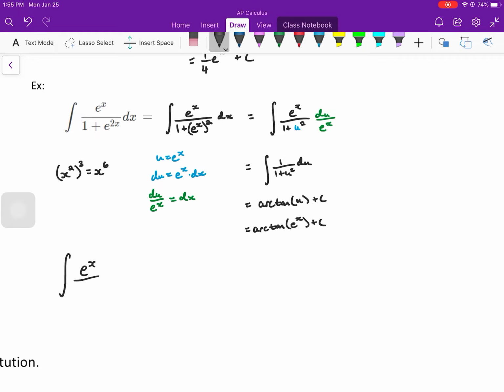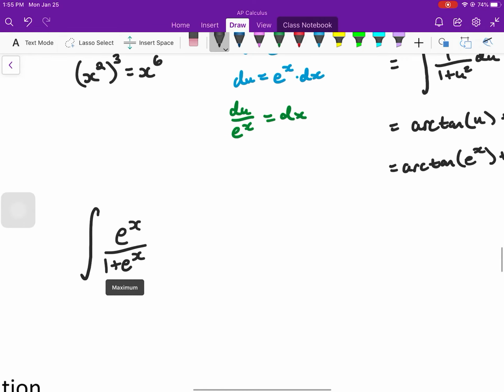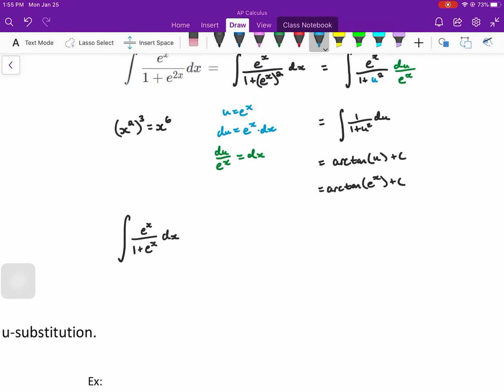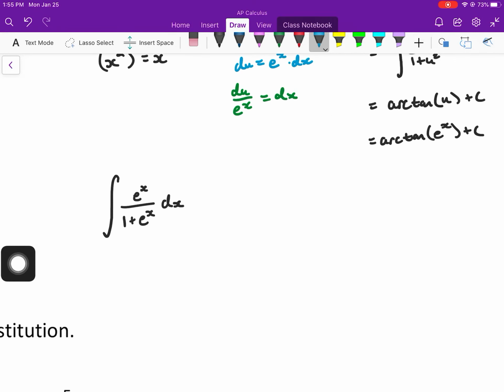However, if it was e to the x over 1 plus e to the x, and try this if you don't believe me, notice this doesn't have e to the 2x, and it wouldn't work out like what I just did on this one. I couldn't make this being squared. But if I make u, this is actually a more common case. If I make u to be 1 plus e to the x, then du is going to be e to the x, because the derivative of 1 is 0, times dx. So you end up with du over e to the x equals dx.